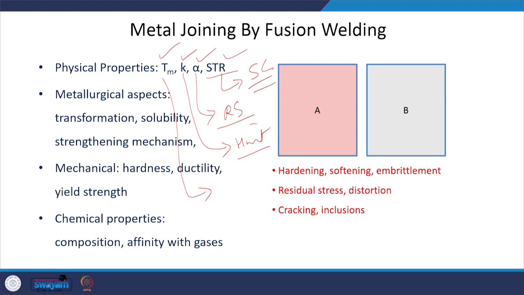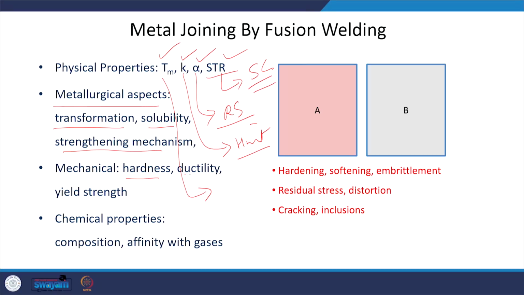Likewise, the metallurgical aspects related to the base metal also affect the soundness of the weld joint and the joint characteristics, like solid state phase transformation, solubility, and strengthening mechanisms. Metals strengthened by certain mechanisms are more affected by the welding heat as compared to others. About this we will be talking a little later. And the mechanical properties that are significantly affected are hardness, ductility, and yield strength.